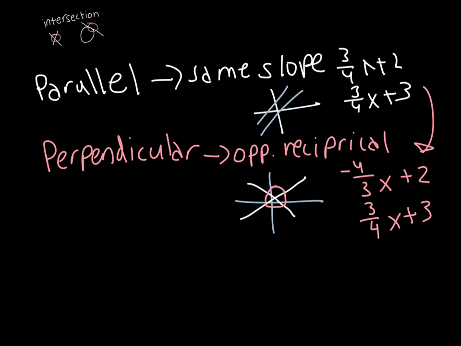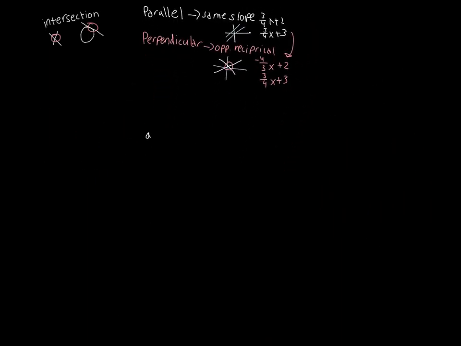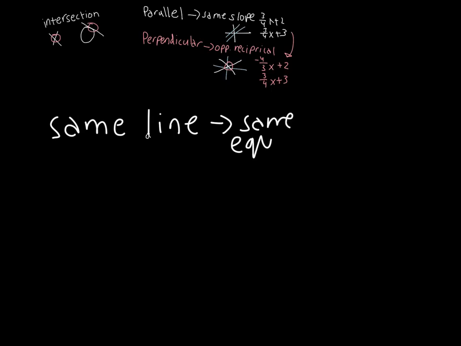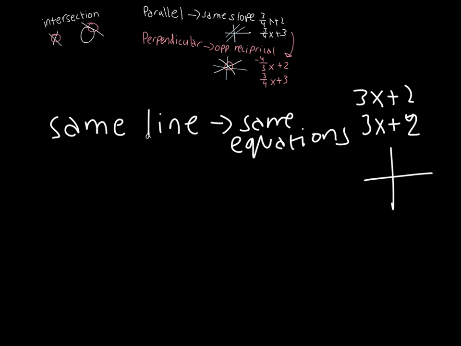So then next, let me just shrink this, we have the same line. If it's the same line, this is very simple. They will automatically have the same equations. So it'd be 3x plus 2 and 3x plus 2, for example, and it will just look like a basic one line.